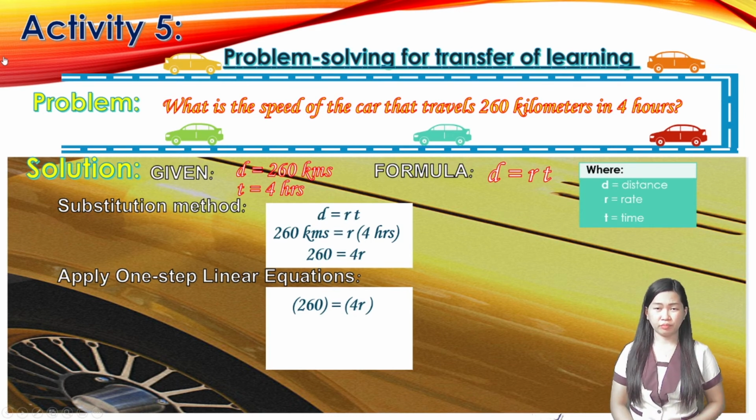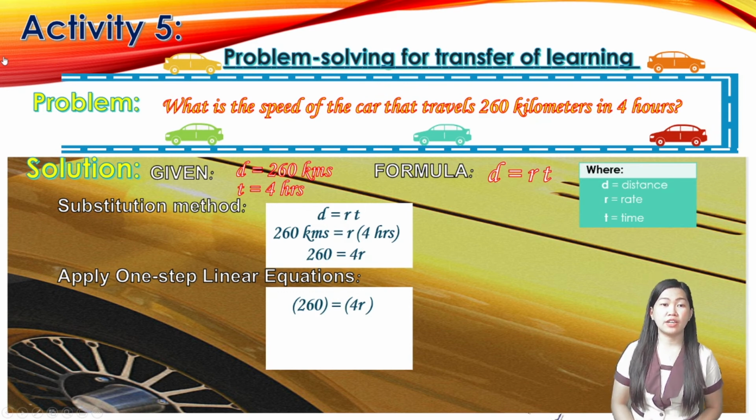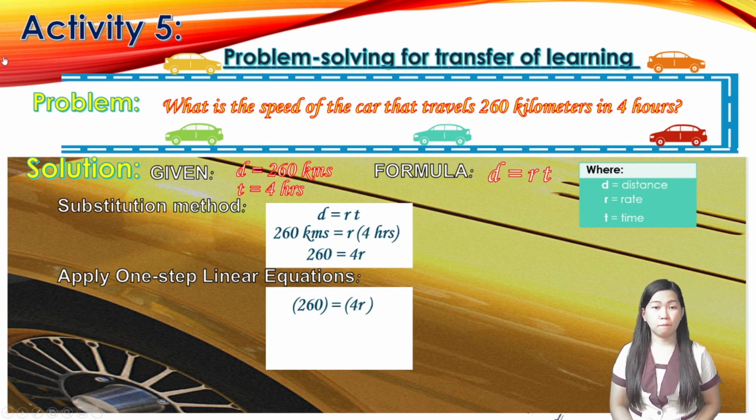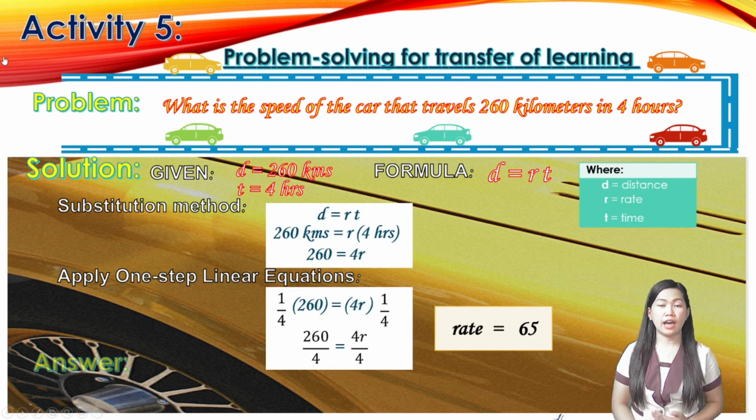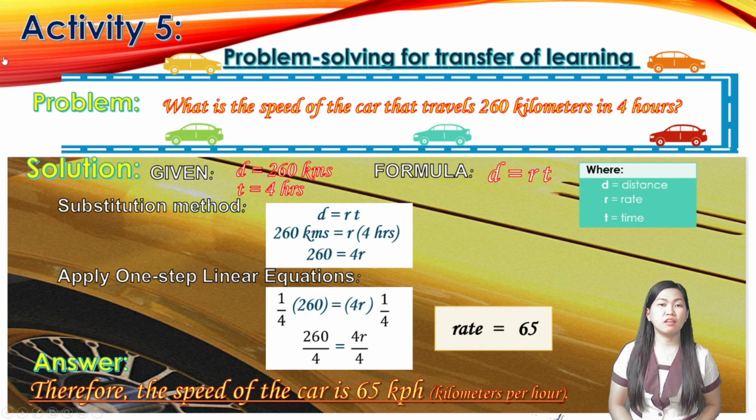So what are the steps on how to solve linear equations in one variable? So again, we need to multiply or divide using the opposite operation. Since 4R has multiplication, the inverse is division. That's why we will divide 4R and 260 by 4. And then we will get R is equal to 65. Or in short, our final answer is the speed of the car is 65 kph, or kilometers per hour. So it means that the car travels 65 kilometers per hour.